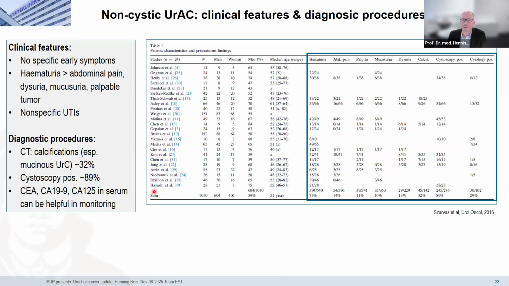Sometimes patients also show up with abdominal pain, dysuria, mucosuria, a palpable tumor, or non-specific UTIs. As I already said, CT shows calcifications, cystoscopy usually is positive, and tumor markers in the serum like CEA, CA19-9, or CA125 can be very useful, but usually in monitoring the disease, not in primary diagnosis.